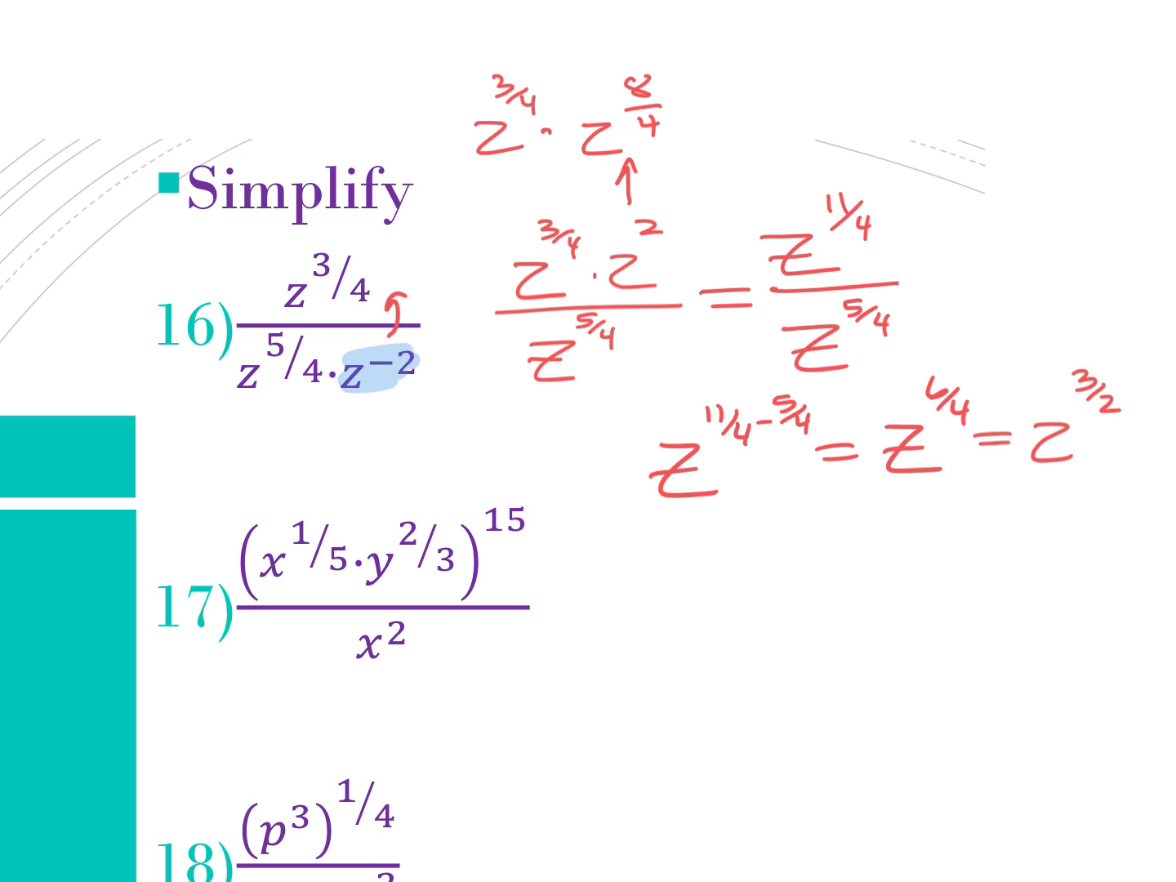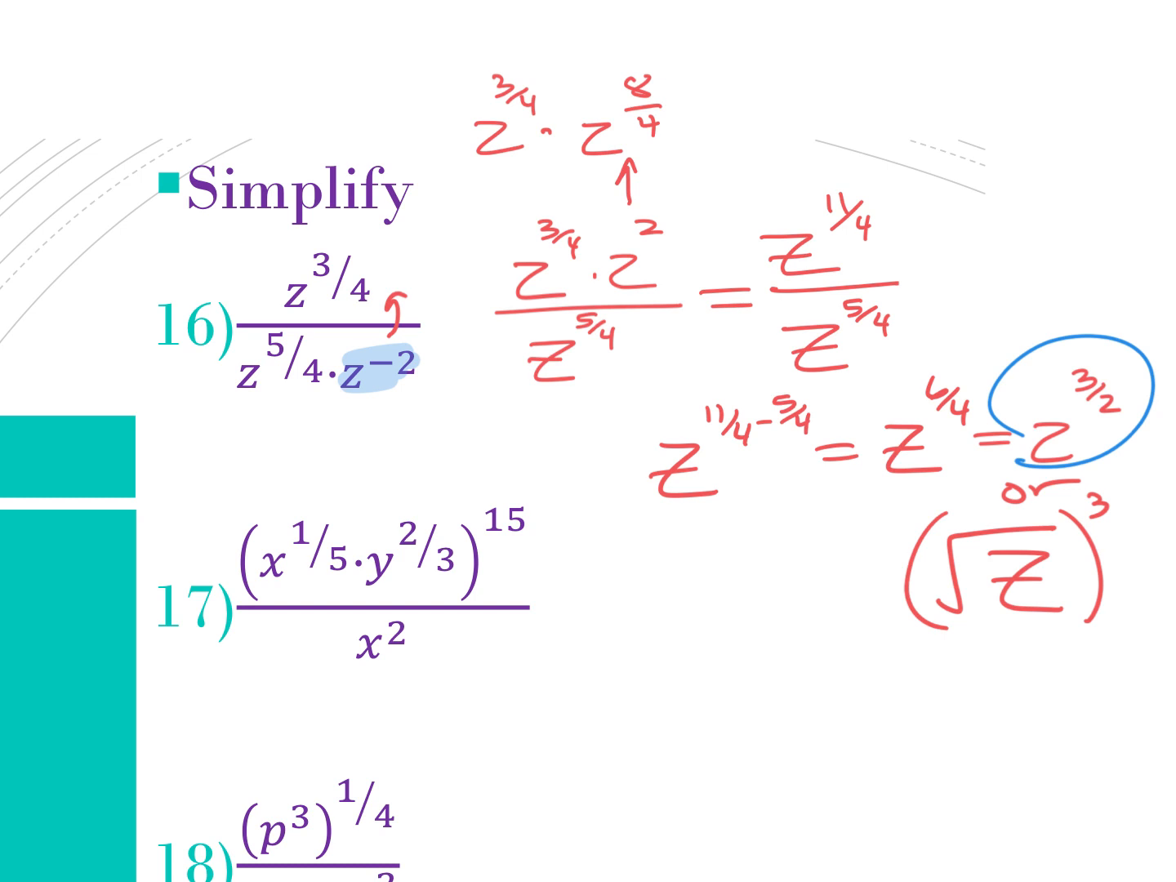So if they just want you to simplify and leave it with a rational exponent, that's what you would do. If they want you to get rid of the fraction, you could say it's the square root of z raised to the 3rd power. I would be looking for you to leave it just like that.